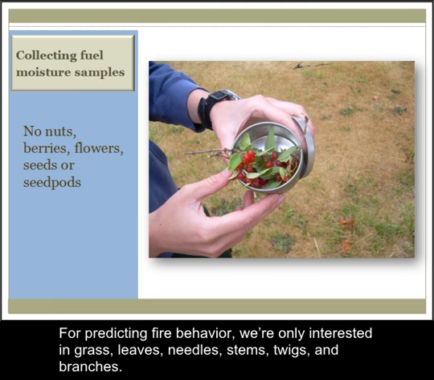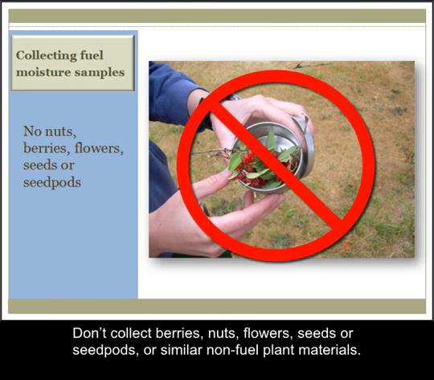For predicting fire behavior, we're only interested in grass, leaves, needles, stems, twigs, and branches. Don't collect berries, nuts, flowers, seeds or seed pods, or similar non-fuel plant materials.